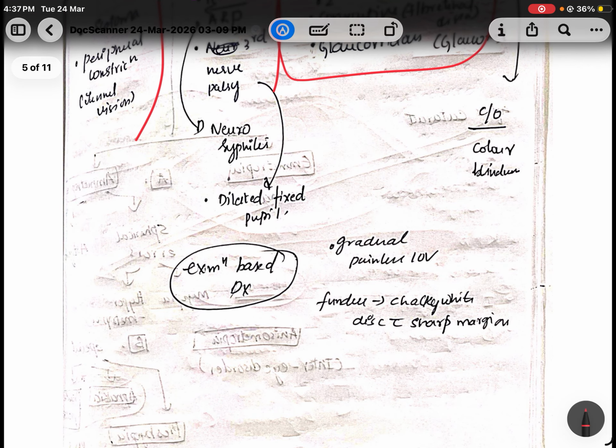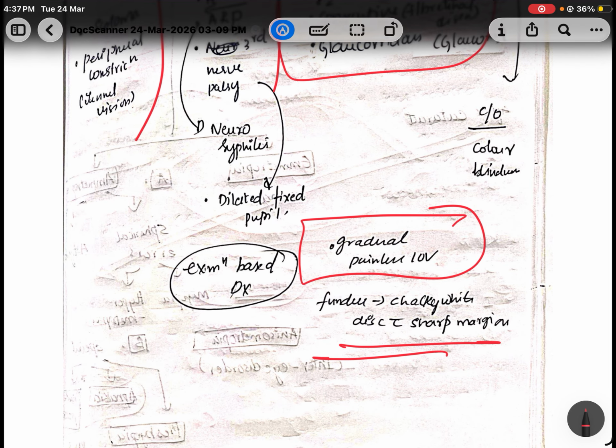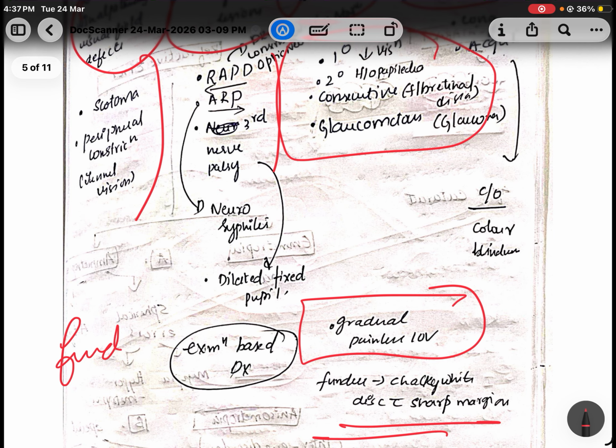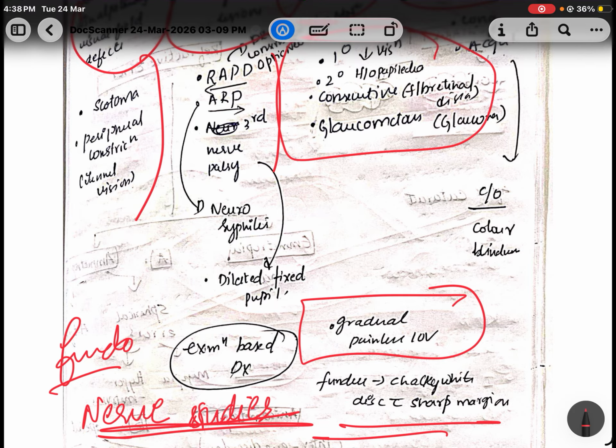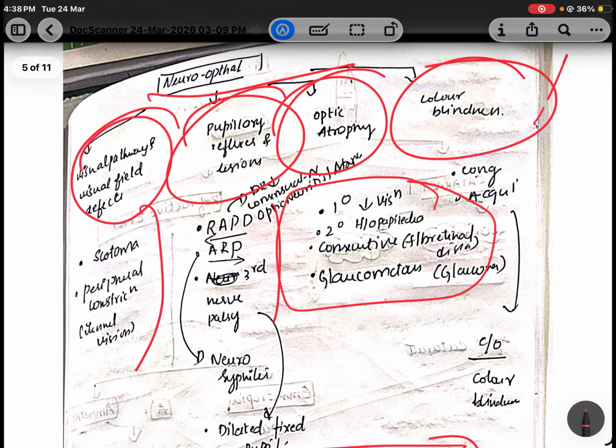Again, here the major thing is the gradual painless loss of vision, and also fundoscopy is something which you need to mention here, and also nerve studies. These 2 are core which you need to know. I am not discussing much in neuro-ophthal because the weightage itself is quite less, and the things which are important are already dealt with in a proper way in the major video.